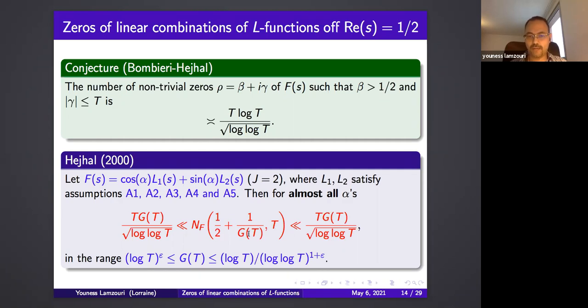And so he proved that the order of magnitude of this is T·G(T) divided by square root of log log T. If you take G(T) to be log T, so distance 1 over log T from the critical line, which is more or less on the critical line, then you have this conjecture of Hedgehog. Here he couldn't get as close as log T; he could get as close as (log T divided by log log T) to the 1 plus epsilon, and G(T) is bigger than (log T) to the epsilon.